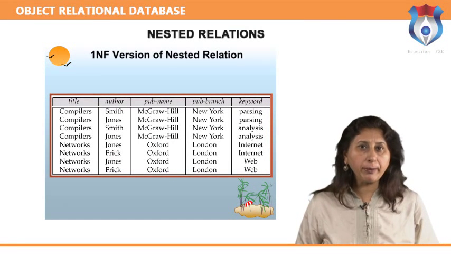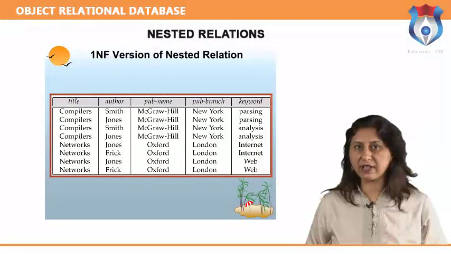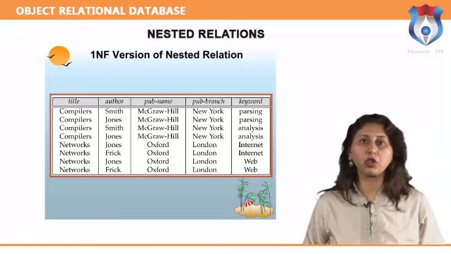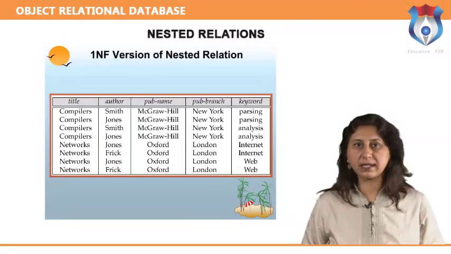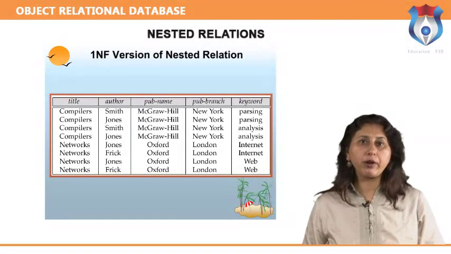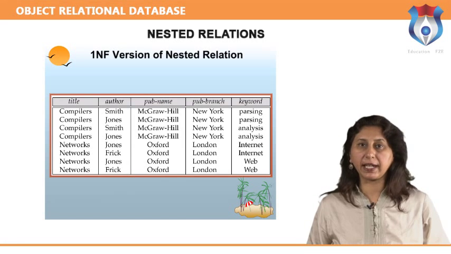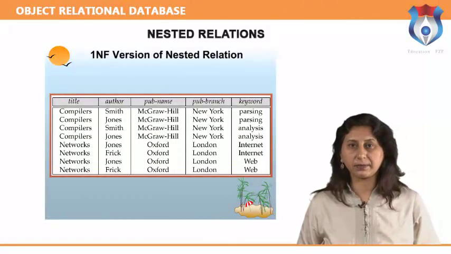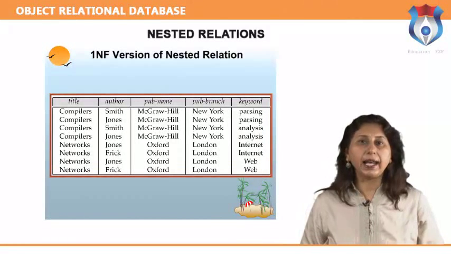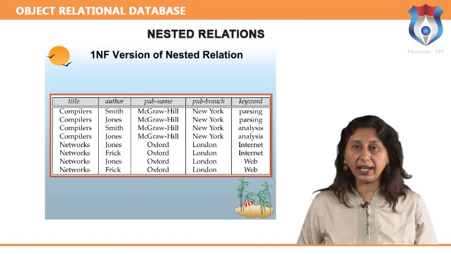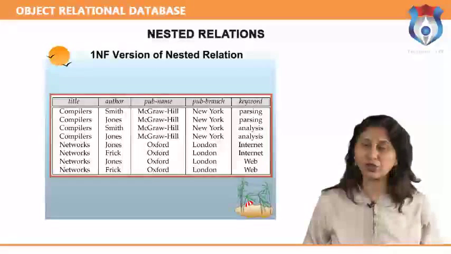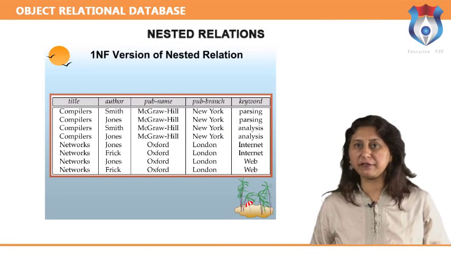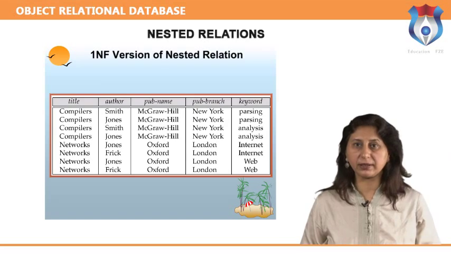Permit non-atomic domains, not atomic and indivisible. Examples of non-atomic domains are a set of integers or a set of tuples. It also allows more intuitive modeling for applications with complex data. Intuitive: allow relations wherever we allow atomic scalar values. Relations within relations. Retains the mathematical foundation of the relational model.